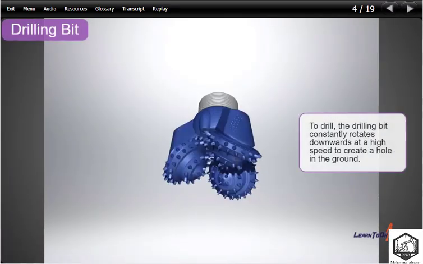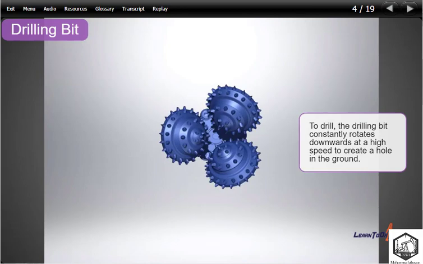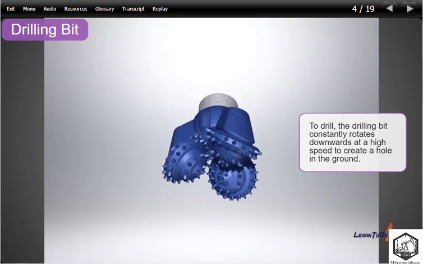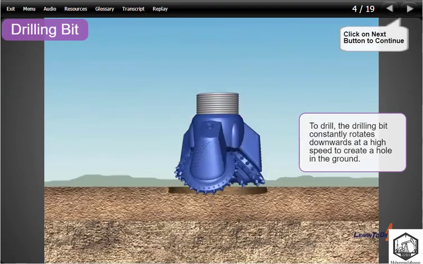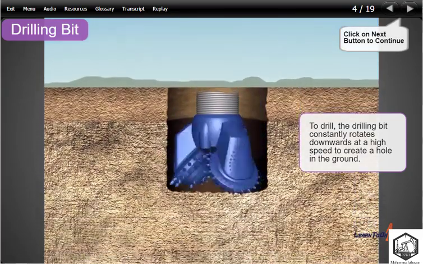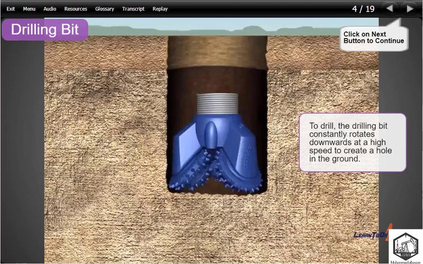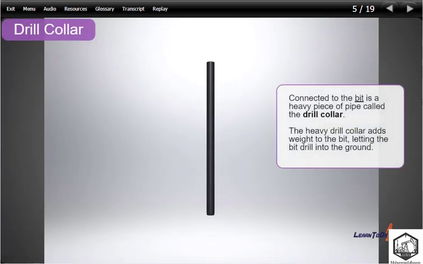To drill, the drilling bit constantly rotates downwards at a high speed to create a hole in the ground. Connected to the bit is a heavy piece of pipe called the drill collar. The heavy drill collar adds weight to the bit, letting the bit drill into the ground.